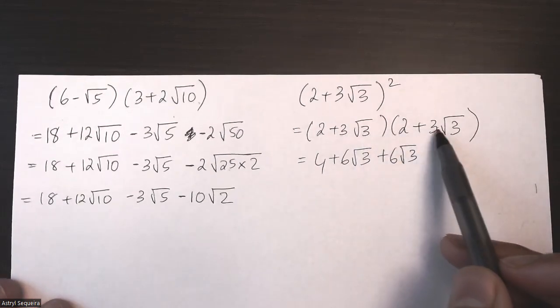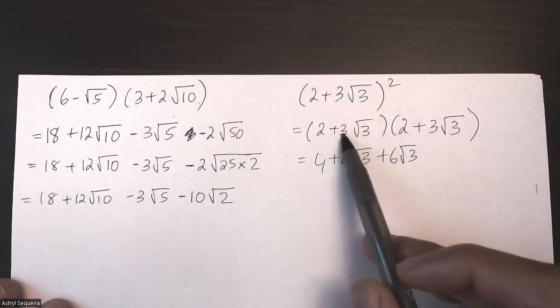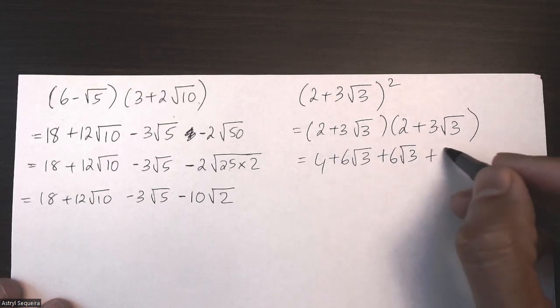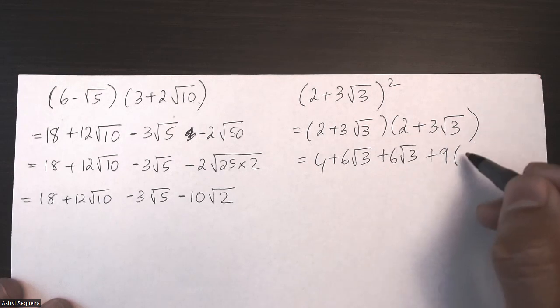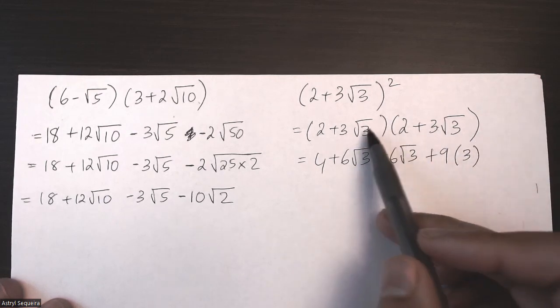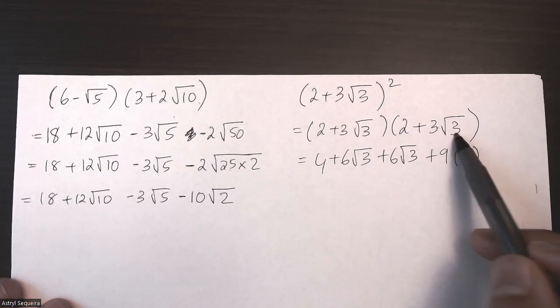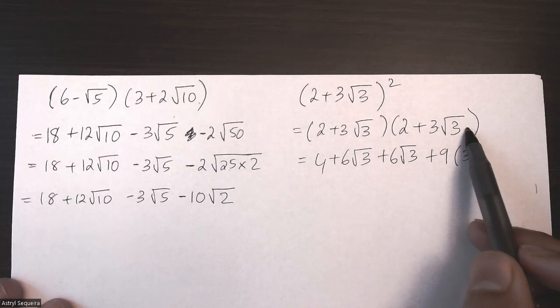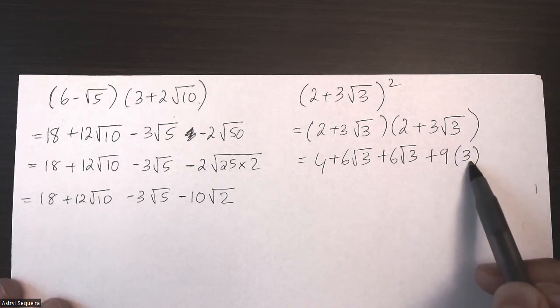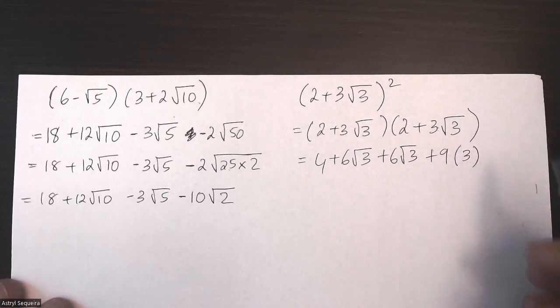And 3 root 3 times 3 root 3. Well, 3 times 3 is 9. And root 3 times root 3 is just 3, because if you multiply a root by the same thing, you just get rid of the square root. So root 3 times root 3 would be root 9, which is basically just 3.